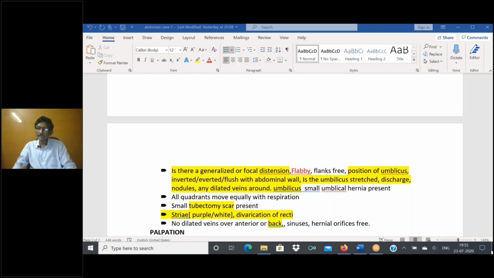Striae, again stretch. Either a recent stretch or a recent reverting back. Okay, so when the patient loses weight also you can develop striae. Previously stretched abdominal wall, that's a clue.